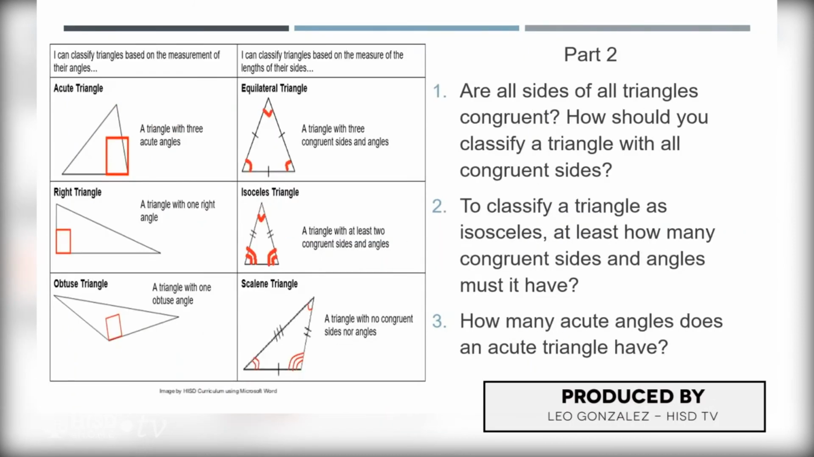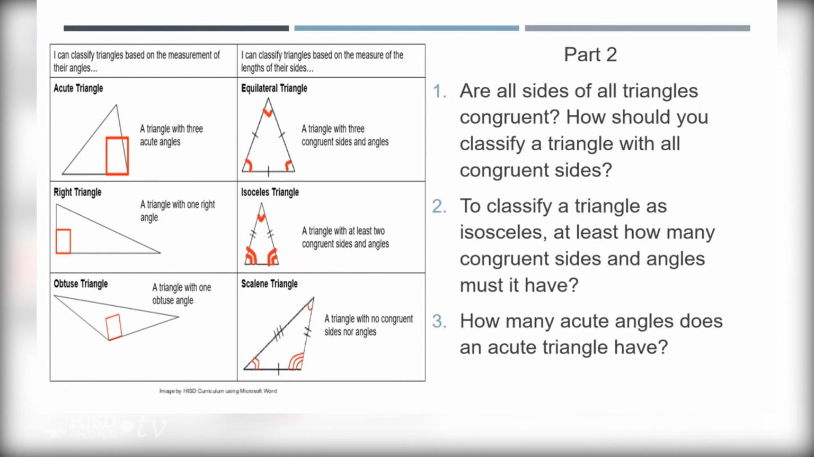Part 2 of the practice on your own will also consist of 3 questions. You will use the anchor chart of the triangles that was used throughout our learning today to answer the questions for this portion of the practice on your own. You may use the anchor chart that you created during the lesson, or you can use the one that is visible on the screen to the left.